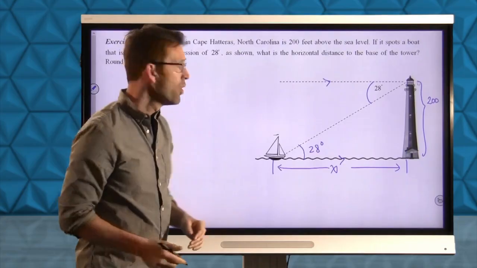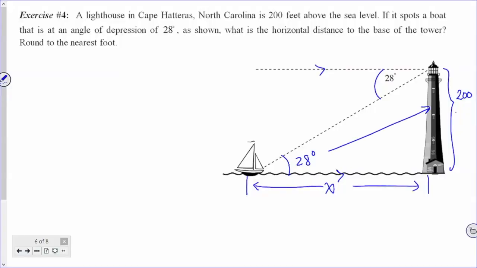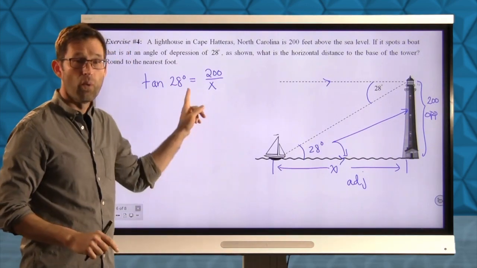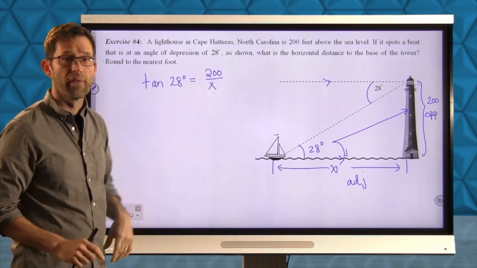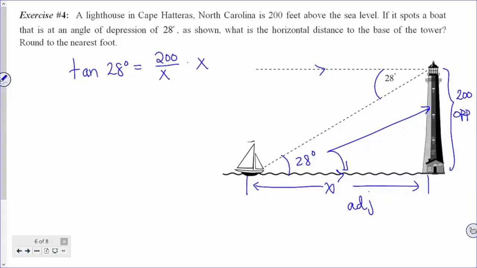All right, let's go through it. Well, the 28 compared to the 200 is opposite. The thing we're solving for is adjacent. Opposite and adjacent tells me I have to use the tangent ratio. So I'm going to say the tangent of 28 degrees is equal to 200 divided by x. This is one of the slightly more difficult ones because the variable we're solving for is in the denominator rather than the numerator. Big deal. I'm going to multiply both sides by x to cancel that x. Now we have x times the tangent of 28 degrees is equal to 200. Divide both sides by the tangent of 28 degrees.